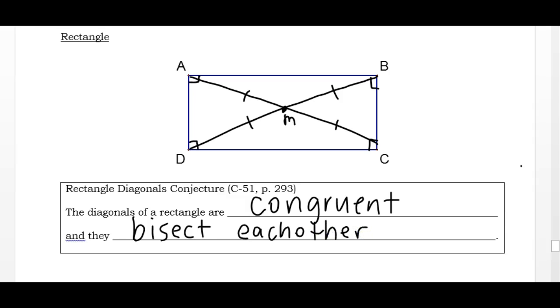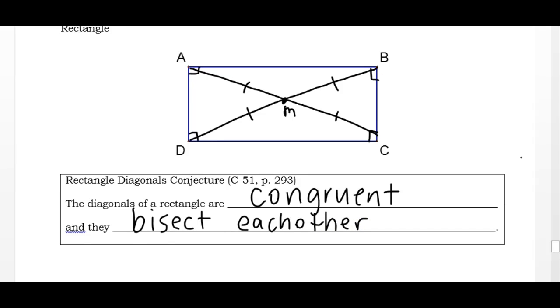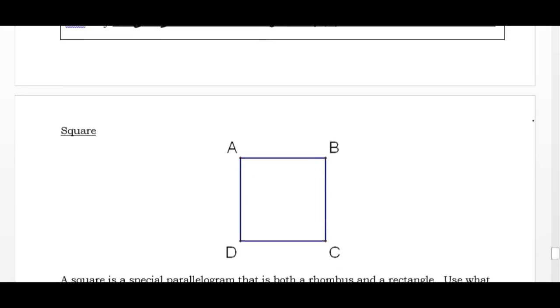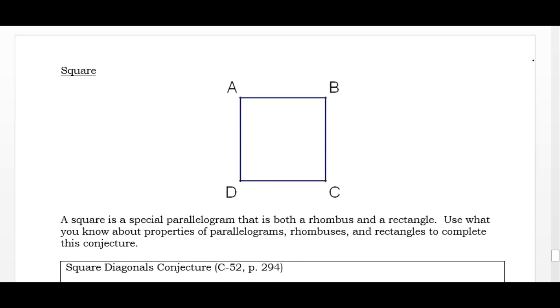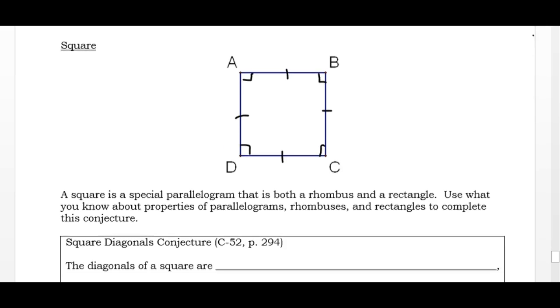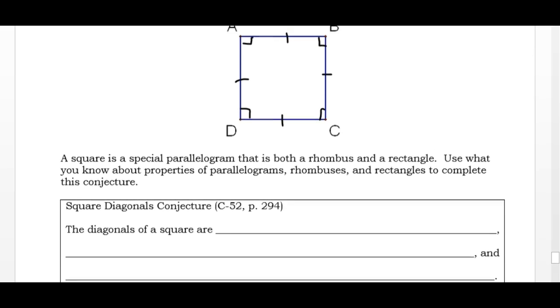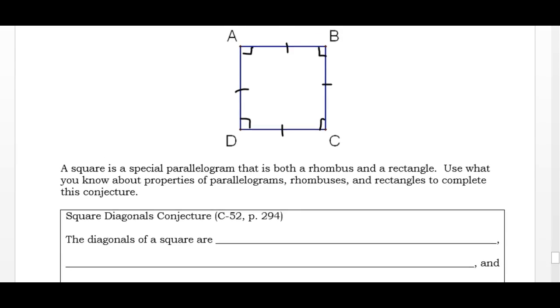Now I have one more special parallelogram. It's a square. And a square is like if a rhombus and a rectangle had a baby, it'd be a square. It has the four congruent sides, just like a rhombus. It has the four congruent angles, just like a rectangle. So all of the info we wrote about rhombus and rectangle, we're going to put the exact same information on the square. Let's see if I can get this all to fit. The diagonals are congruent.